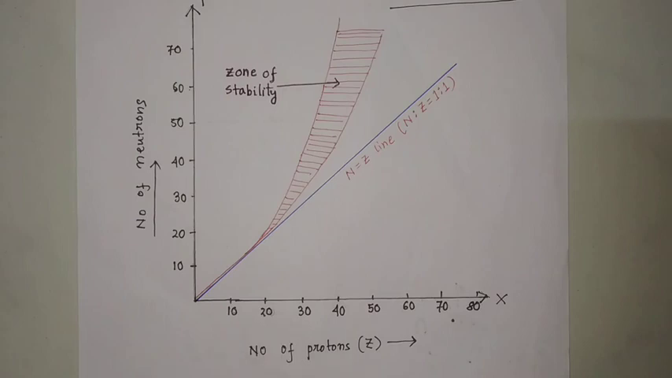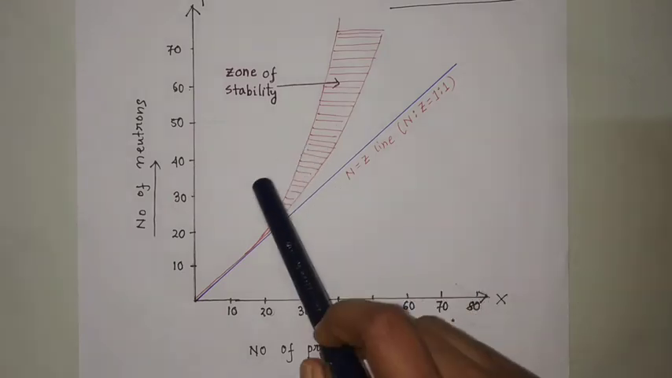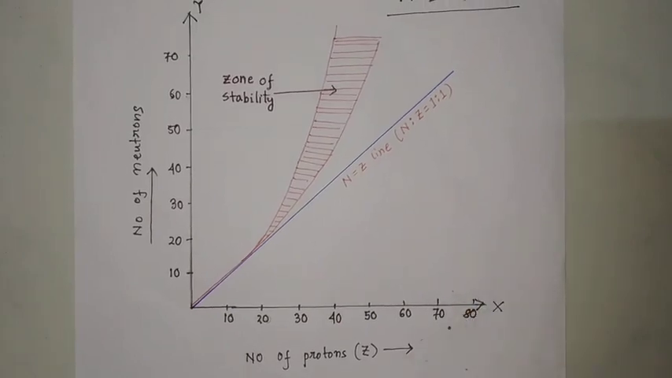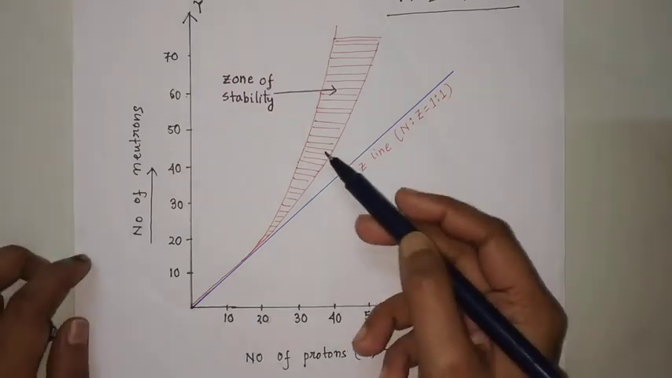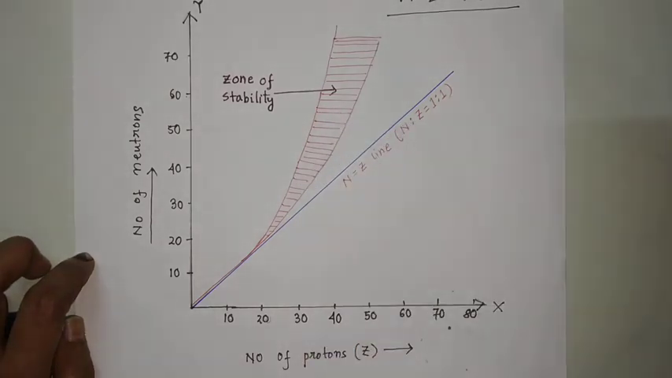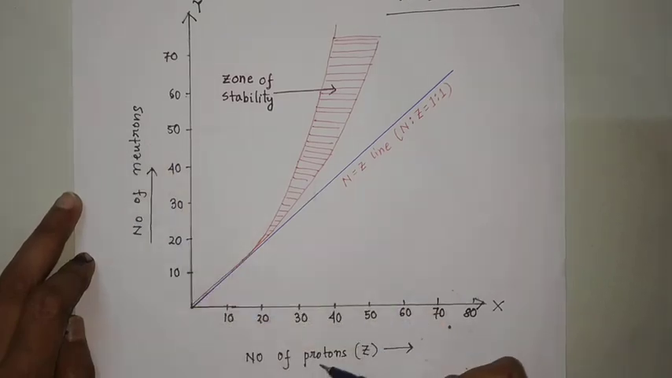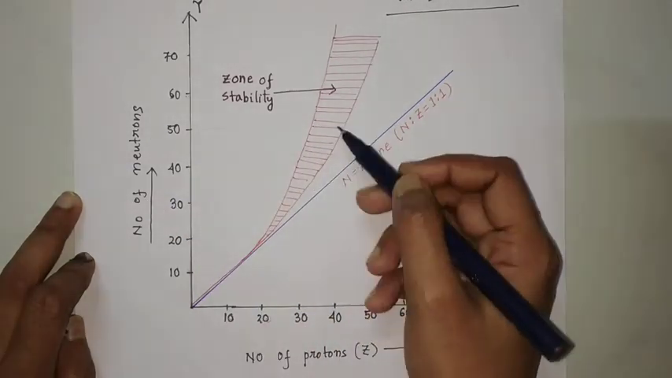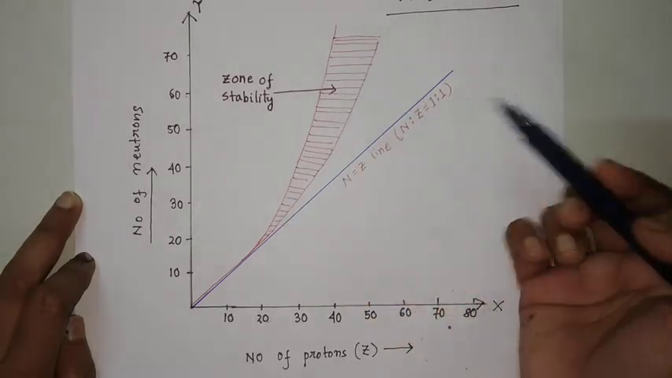That's why, as proton number increases, there has to be a greater number of neutrons in the nucleus to increase the effect of the attractive nuclear force, so that the nucleus becomes stable. So as the atomic number increases, more neutrons are added to keep the nucleus stable. This is the zone of stability, as we have seen. Within this region lie all those stable isotopes where the number of neutrons is greater than the number of protons, but this is applicable for the medium weight and heavier nuclei.